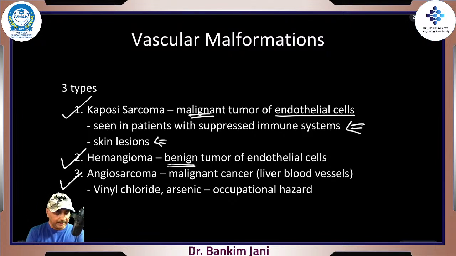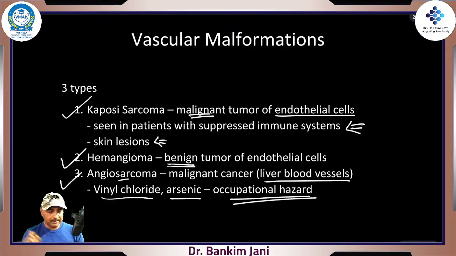And then comes the angiosarcoma. Sarcoma, once again, malignant cells, in the liver blood vessels. So this is like an occupational hazard. Vinyl chloride and arsenic poisoning lead to this angiosarcoma, right? Malignant cells.